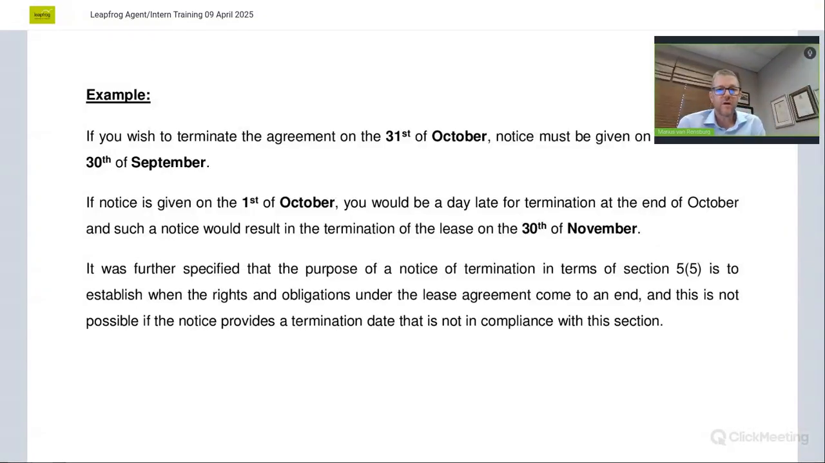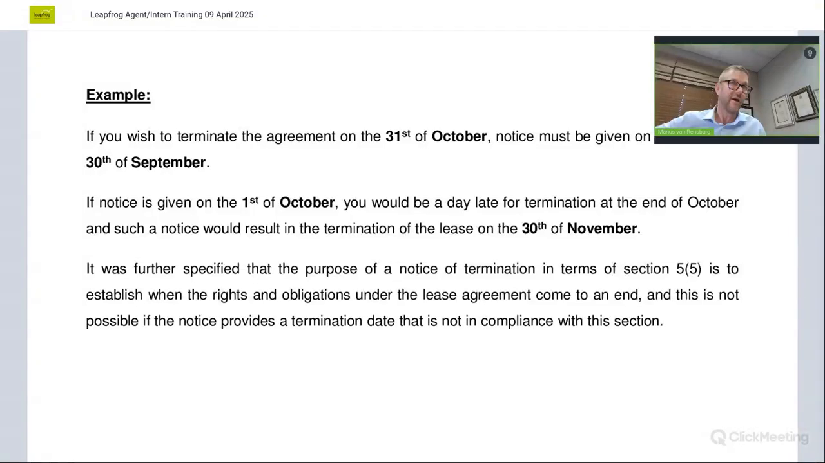If we give notice on the 1st of October, it's too late. And I think this is the most important part of this section of the talk. The 1st of October is too late. And yes, you may have gotten away with it in the past. Maybe you gave notice on the 1st of October and they moved out on the 31st of October.